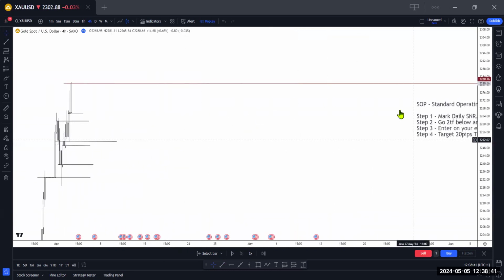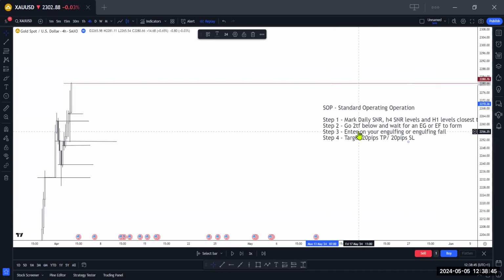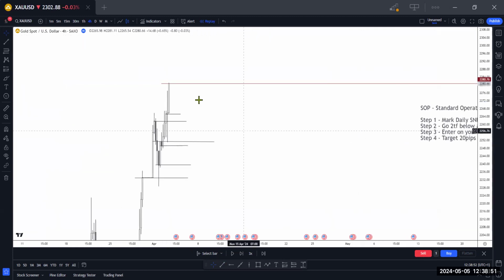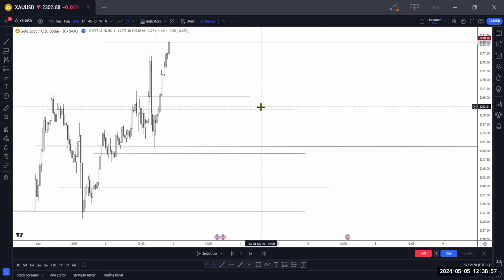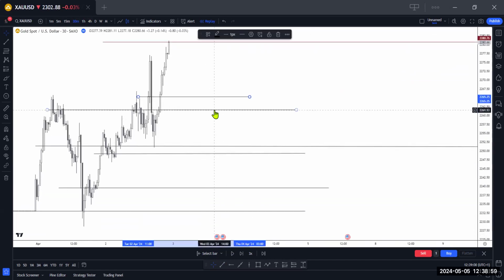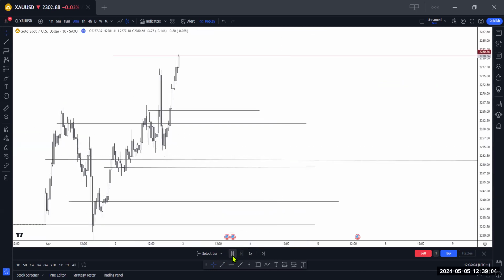I don't want to go to H1 yet. Let's master H4 and daily first. So step one, complete. Step two, go to the time frame below and wait for an engulfing or EF to form. Two time frames below, sorry, the time frame below H4 is M30. So we are looking at this level, this level, this level, this level, this level. So let's play the thriller.